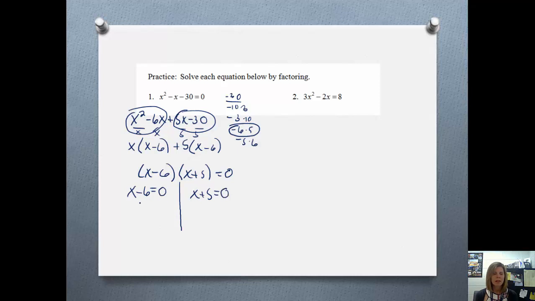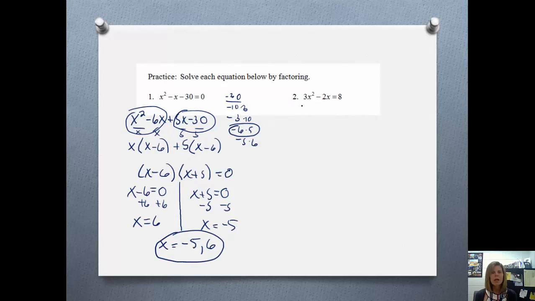And when we do that, to get the x by itself, I'll simply add 6 to both sides. So notice I'll get x equals 6, and here I'll subtract 5 from both sides, and I'll get x equals negative 5. So my graph is going to hit the x-axis at negative 5, and it's also going to hit it at 6. If I were to graph that, that is what I would see.